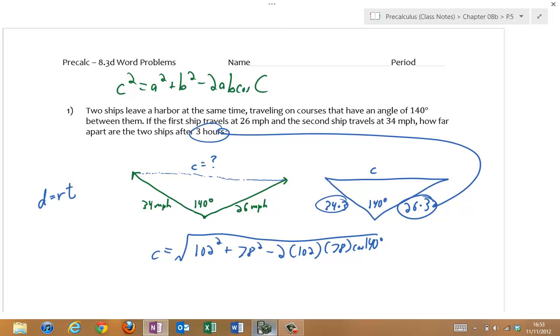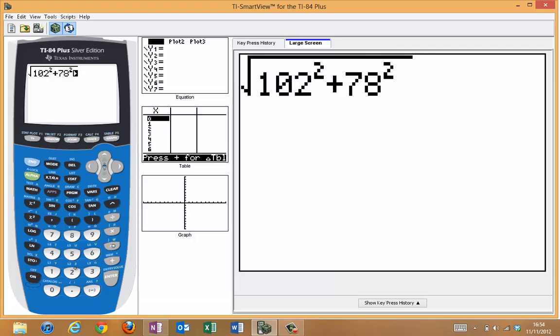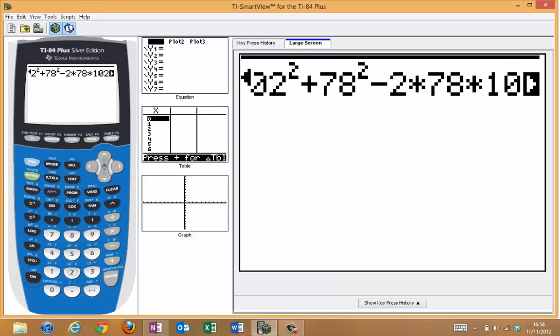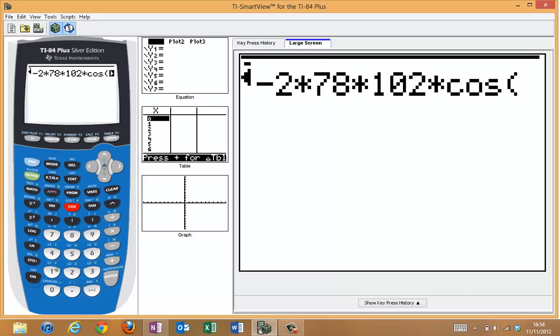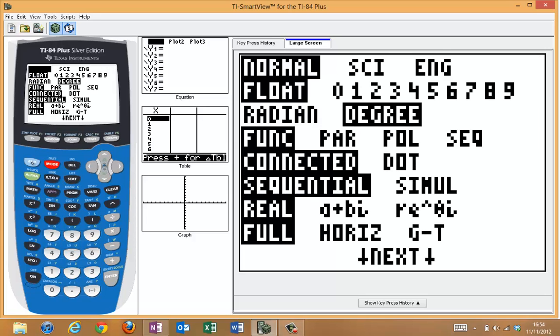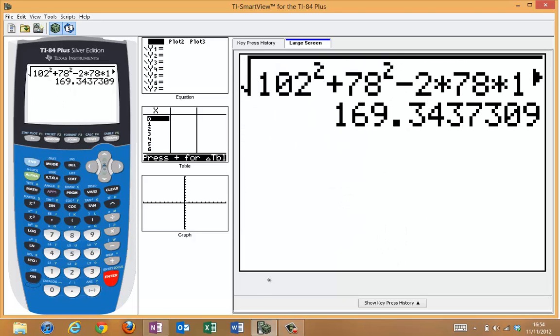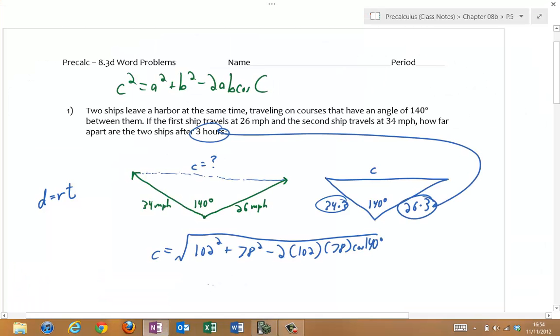Take it, plug it into your calculator. So square root of 102 squared plus 78 squared minus 2 times 78 times 102 times the cosine of 140. Before I hit enter, let's check that we're in degrees mode, and we are. And we press enter, and I get 169.3 miles. I'm going to choose to round to the nearest tenth, so C is 169.3 miles.